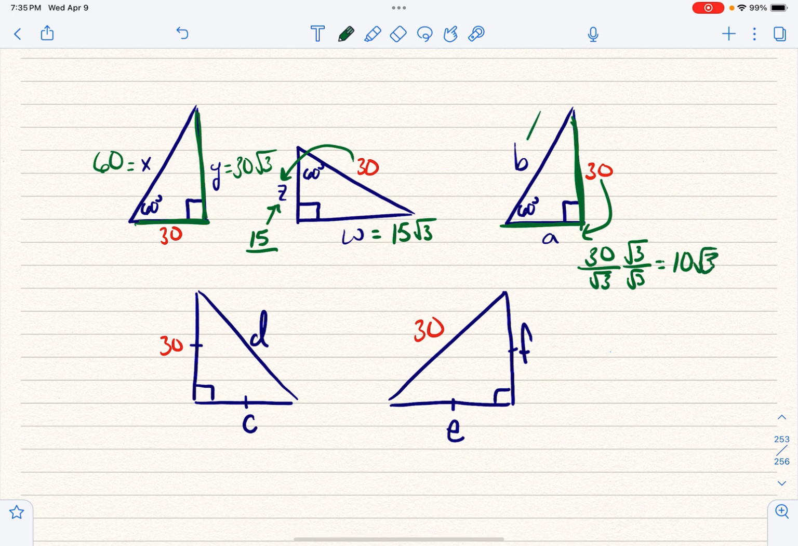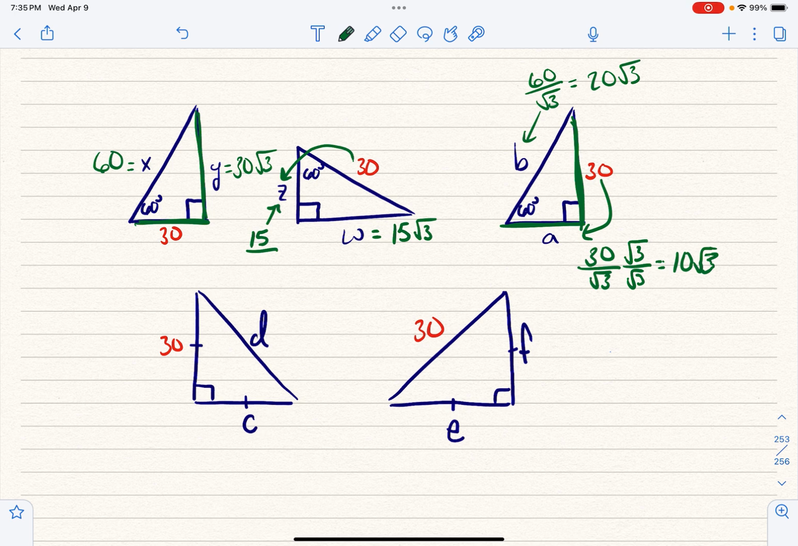And so that would make B one of two answers, either 60 divided by square root of 3 or 20 times the square root of 3, because it's the same answer. It's the same number. All right, and then at the bottom here, we've got these 45-45-90s.